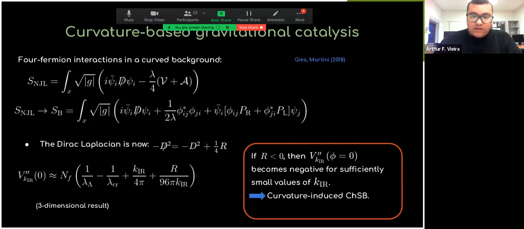There's always going to be a sufficiently small value for k which makes the contribution of the curvature dominant over the rest, and for negative curvature, you will have curvature-induced parity symmetry breaking. This is an example that I've taken from this paper by Holger and Ricardo, and especially this result is in 3 dimensions. They also performed the same analysis for higher dimensions.